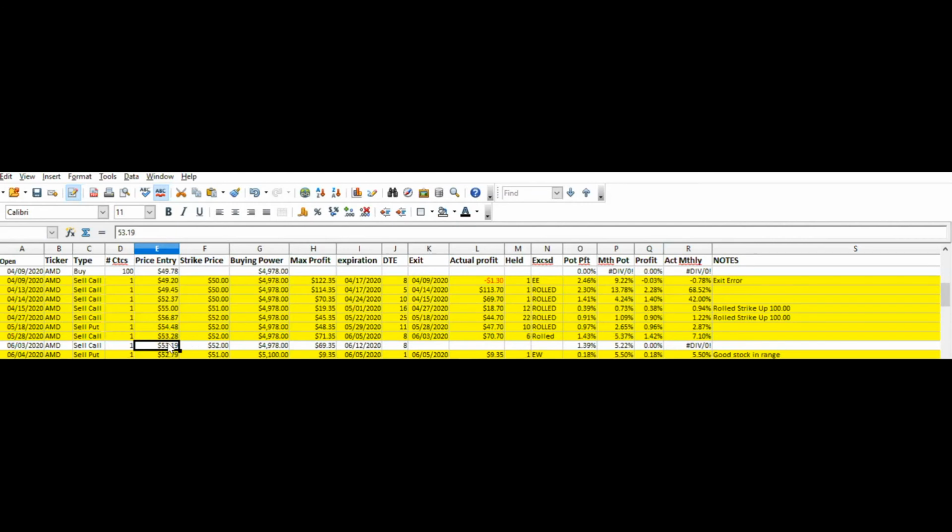The current price was trading... you can see it's kind of been trading in this range. Kept the same strike, $52. I made $69.35 by doing that. So I made a potential additional 5.22%.